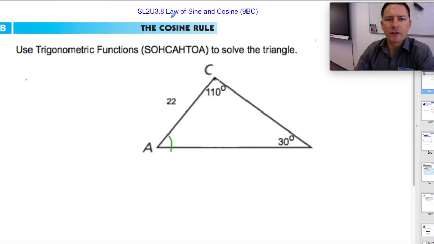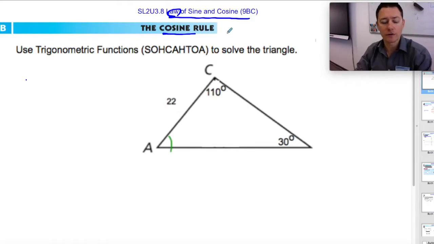Hey, trig enthusiasts, we're looking at the Law of Sines and the Law of Cosines today. The British call them the Cosine Rule and the Sine Rule. The Americans call them Law of Sines, Law of Cosines. Doesn't matter to me how you want to refer to it. I'm going to derive both of them for you.